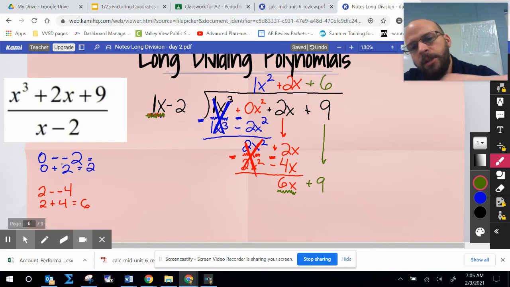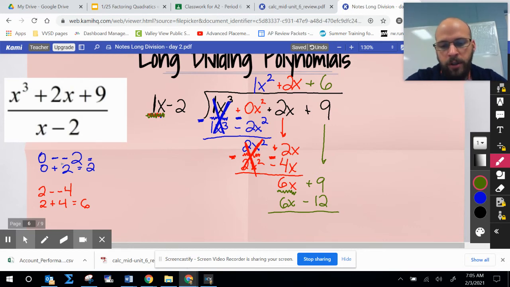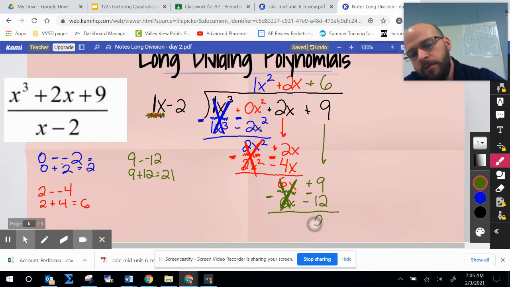Well, that's pretty easy. I just need to multiply it by a 6. 6 times 1x is 6x. Don't forget, 6 times negative 2 is a negative 12. You have to multiply to both terms. We're going to subtract. These should cancel because they should be the same number. And then I'm going to have a 9 minus negative 12. So that would become a 9 plus 12, which is 21.